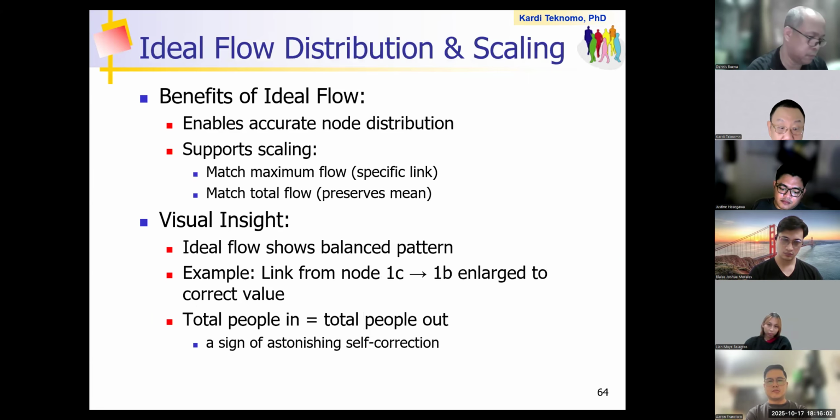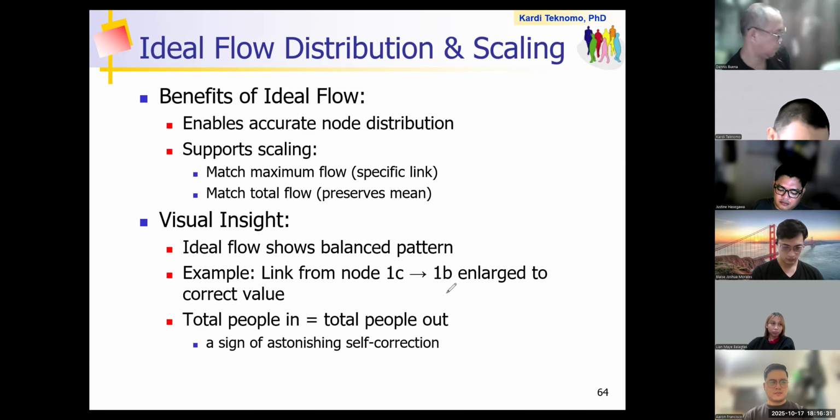Now, once we have the ideal flow, we can scale the network in two ways: matching the maximum flow on a specific link or matching the total flow across the network. The second method is actually more meaningful because it aligns with the average flow of the model. Visually, we saw how the links in 1C and 1B enlarge their value to the actual correct movement. So this is a clear sign of self-recovery.